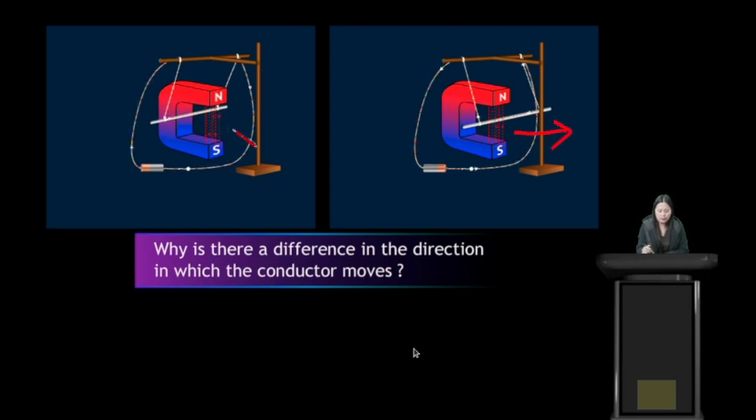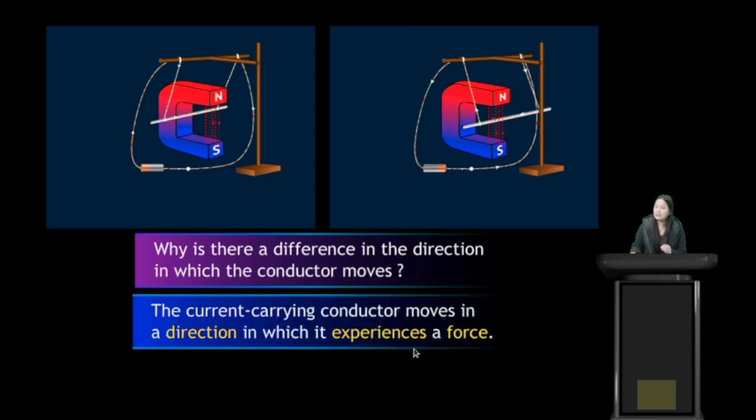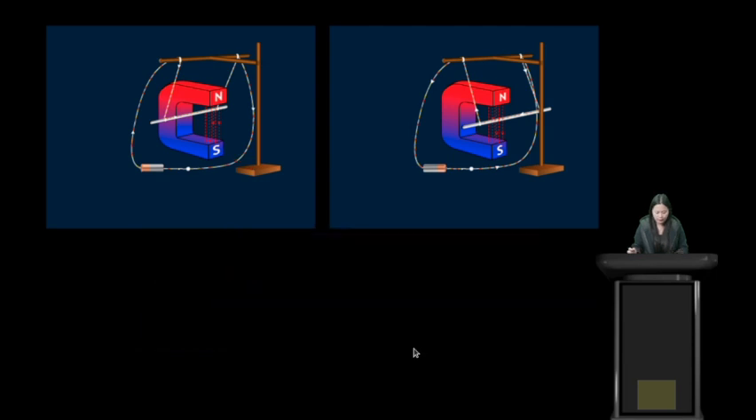In this case, the direction in which the conductor moves is outward, and in this case, the direction in which the conductor moves is inward. So here we see that the current carrying conductor moves in a direction in which it experiences a force. Yes, so here this conductor is experiencing force in this direction, that is why it moves outward. In this case, the conductor experiences force in this direction, that is why it moves inward.